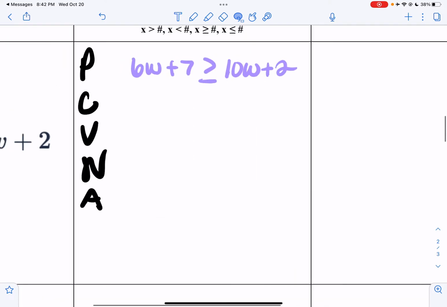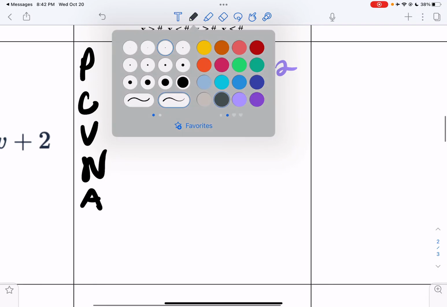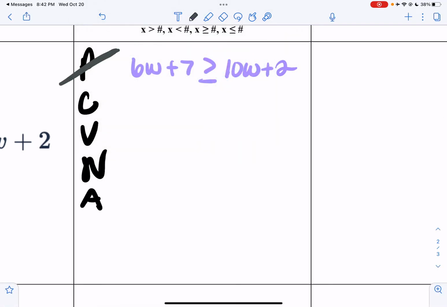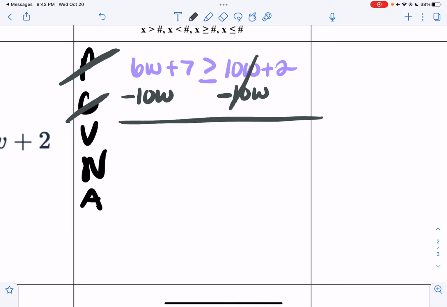So I have to ask myself, do I have parentheses? I do not. Can I combine like terms? No, can't combine them. Are all my variables on one side? They are not. So I'm going to subtract 10W from both sides of my inequality. 6W minus 10W is negative 4W plus 7 greater than or equal to 2. Now all my variables are on one side.